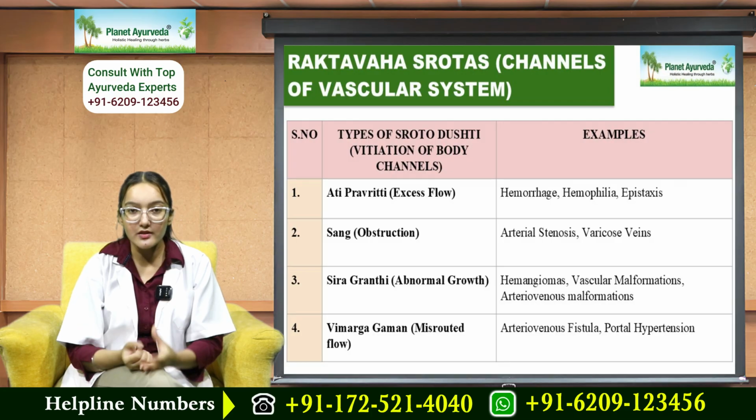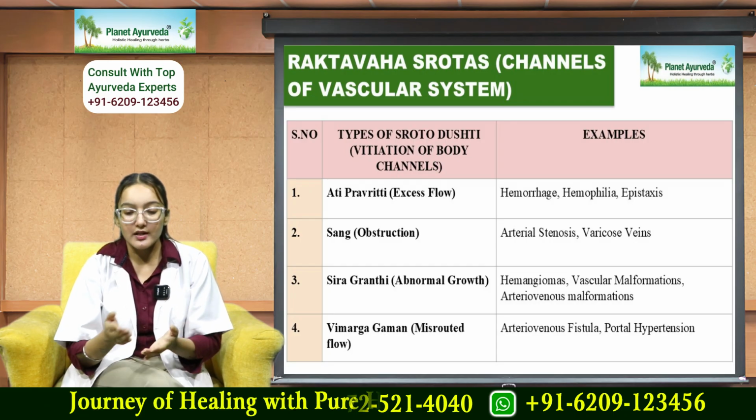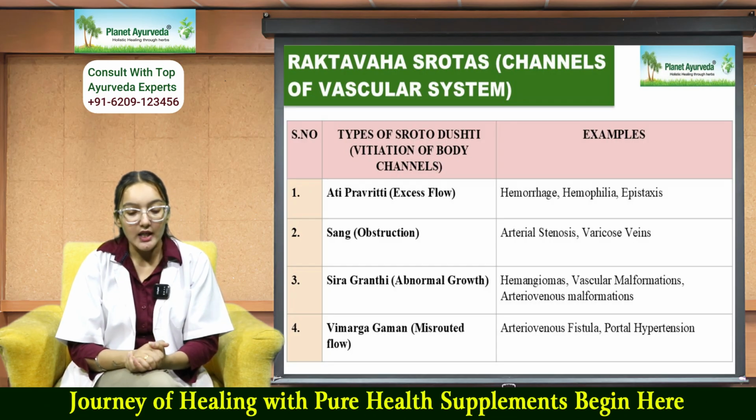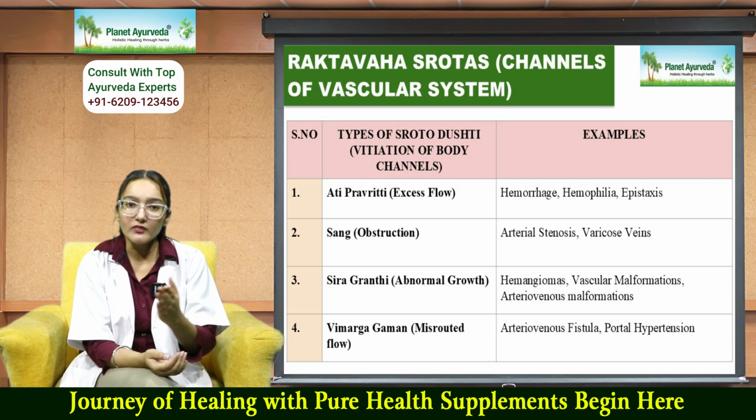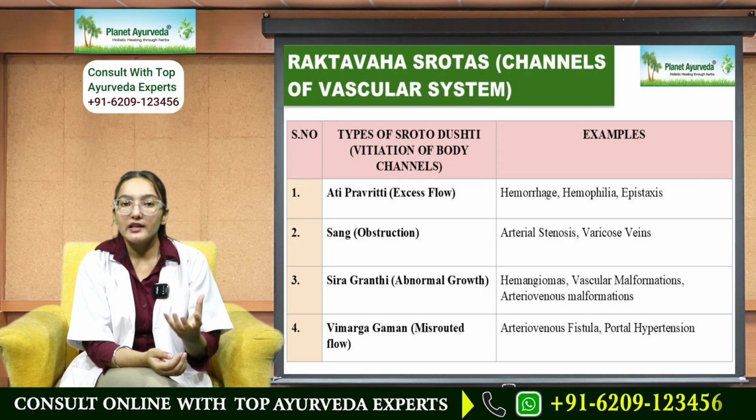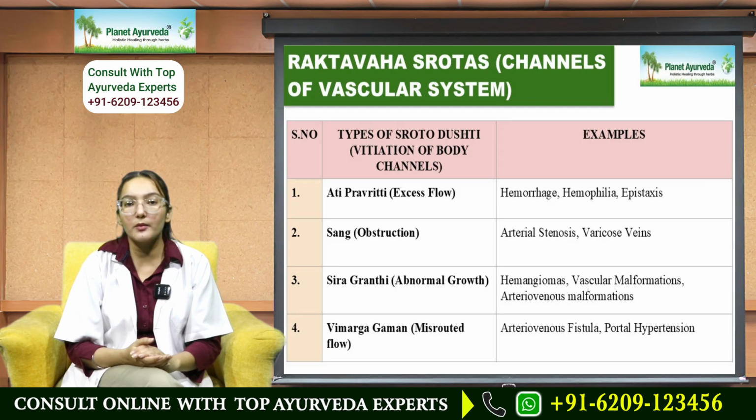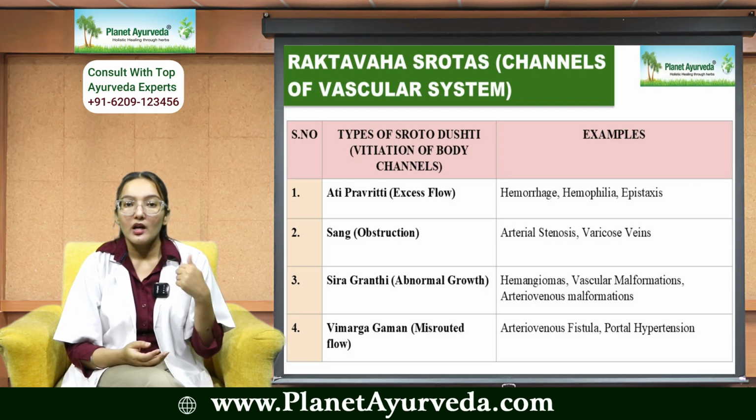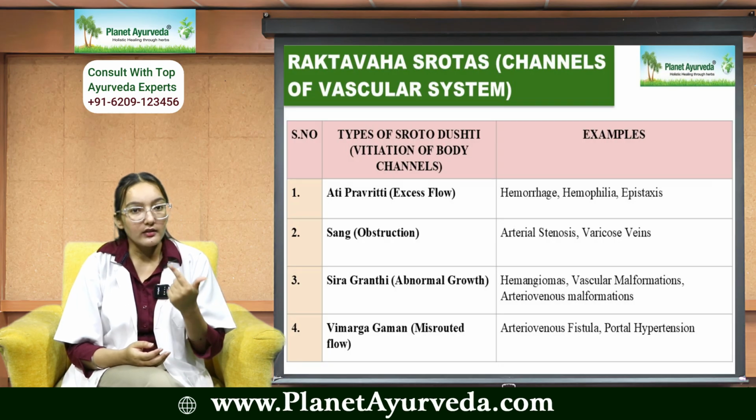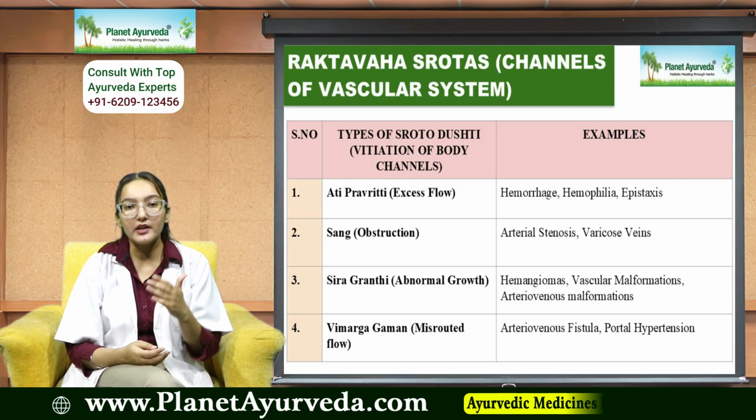If there is excessive flow, one may bleed in excess. It may be bleeding from the nose, which is called epistaxis. Hemophilia is basically a genetic condition in which there is less formation of clotting factor. Hemophilia is of two types, A and B. In hemophilia A, there is less of clotting factor number 8, and in hemophilia B, there is less of clotting factor number 9.